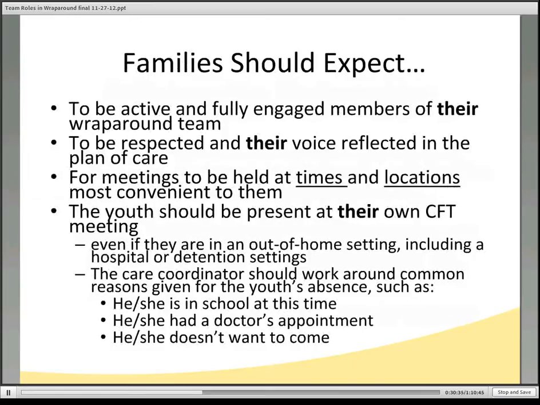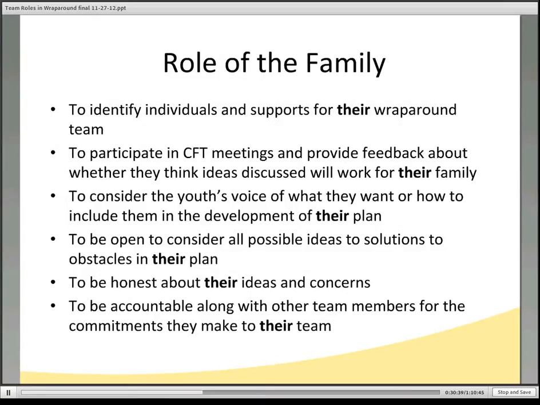Sorry about that. So, the role of the family on the wraparound team. When we talked about putting these slides together, I think Kim and I talked a little bit about, do we include the role of the family and the role of the youth and parents in all of this, or do we talk about the formal roles? And I really think we decided that it was important to talk about the expectations for the parent and the youth on their own wraparound team.